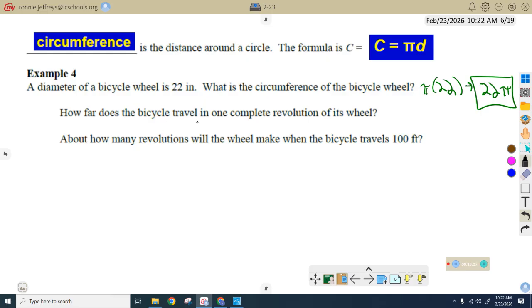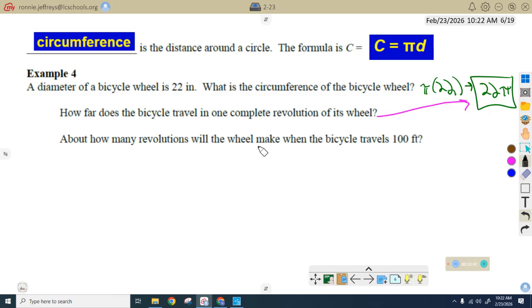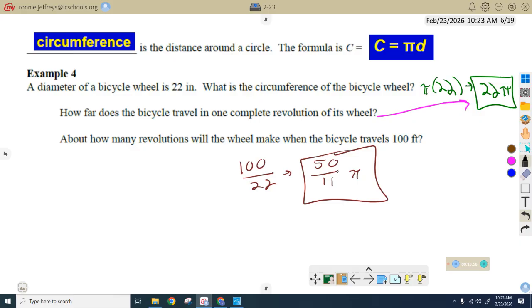How far does a bicycle travel in one revolution? Well, guess what? That is the same answer. That's like if you have the tire laid out all the way straight. How many revolutions will it take to do 100 feet? Well, 100 divided by 22 pi, which is like 50 over 11 pi. And we're just going to leave it like that.